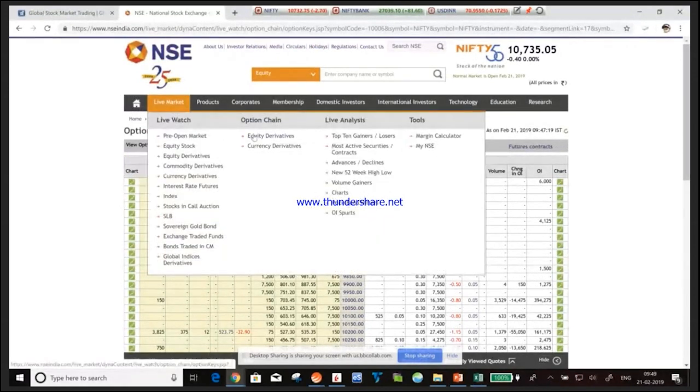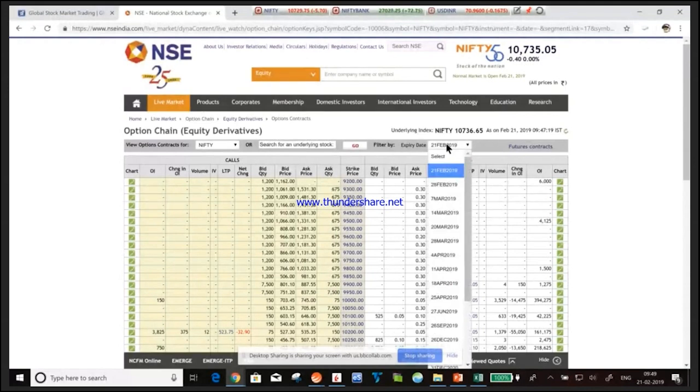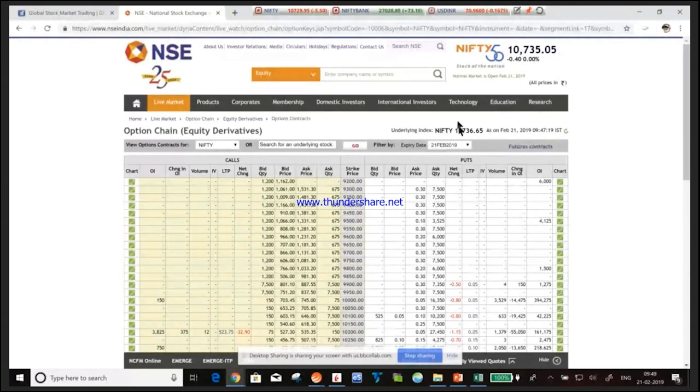Live market and equity derivatives in nseindia.com. This is where you have all the indices which are traded in options: Nifty, Nifty IT, Bank Nifty and Nifty Mid Cap 50. These are the ones that are traded. If you want to look for an option chain for any particular script, you put it here. This is the expiry selection that you're going to do. And whatever you've chosen, the current market price is here.